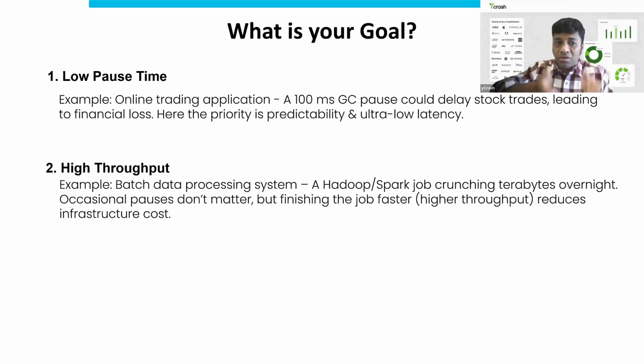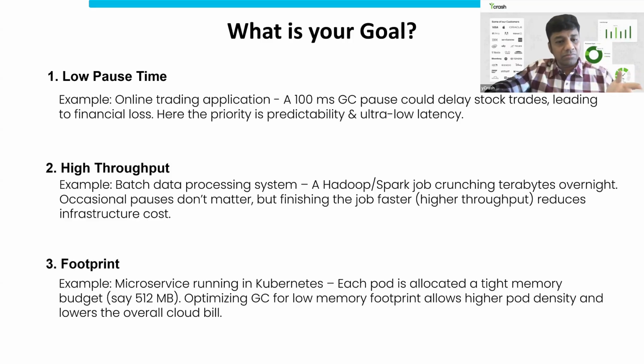So that should be my goal. So here, if it's a batch application, your goal has to be high throughput, right? And then the third goal you can set is footprint. That is, I want to keep my GC overhead very, very minimal.